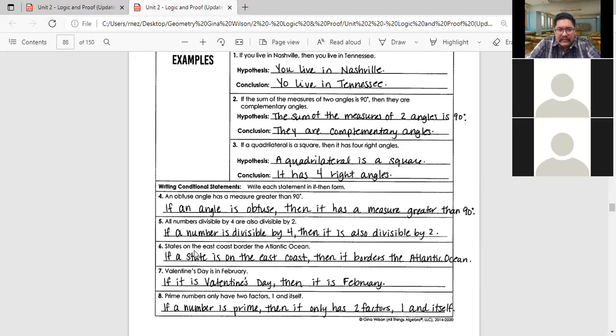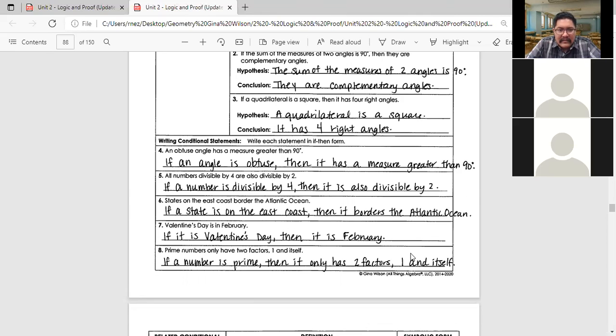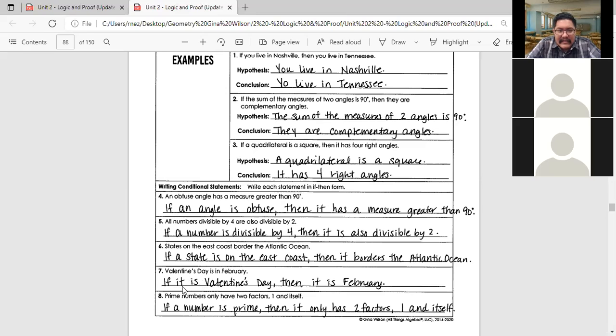So just sort of turn this definition into an if and then statement. And there's usually 2 statements in there too. So again, the first statement was if a state is on the East Coast. The second statement would be then it borders the Atlantic Ocean. All right, and so some of these we can kind of take something out of them, kind of like the you live in Tennessee, then you live in Nashville, or I'm sorry, the other way around. Here, I was just talking about not getting turned around.